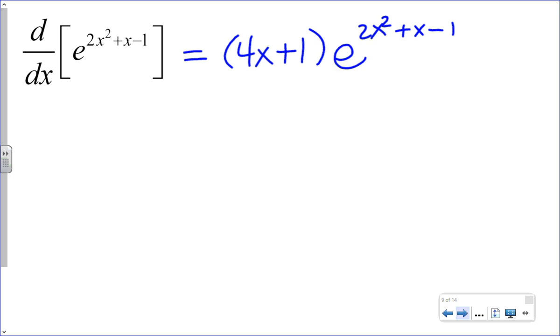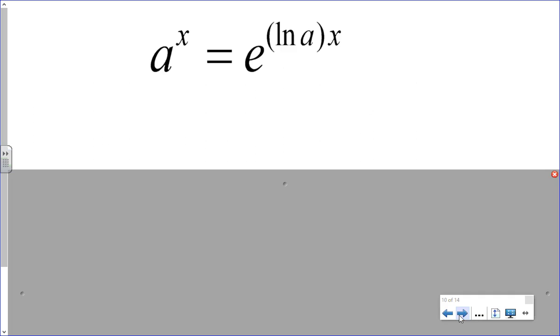Okay. So don't write this down yet. I'm going to go through kind of how it works, like kind of the proof before I show you the rule. Okay. So do you agree that a to the x is the same thing as e to the natural log of a times x? Because e to the natural log would cancel out.